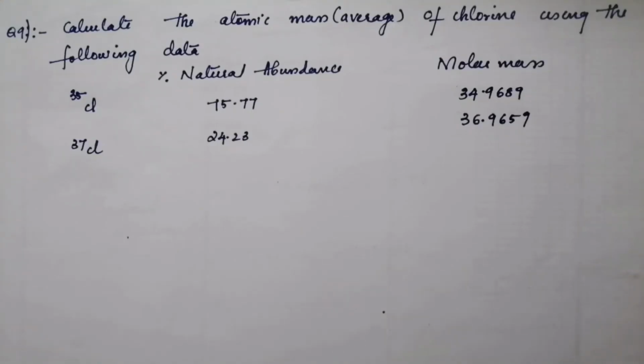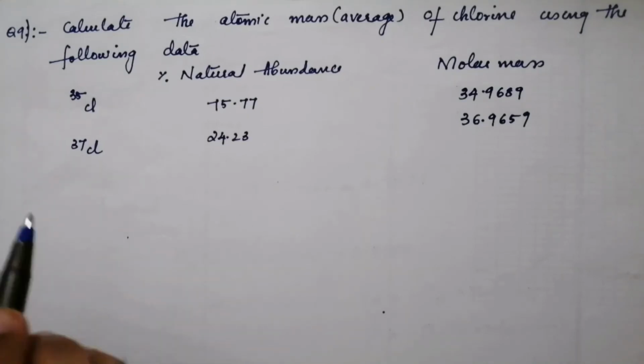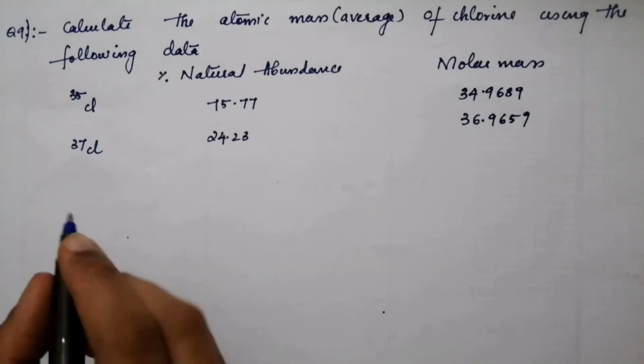Question number 9 says, calculate the atomic mass, that is average, of chlorine using the following data. And the data is chlorine-35 and chlorine-37 with their percentage natural abundance and molar mass. So here we have two isotopes of chlorine and we are asked to calculate the average atomic mass of chlorine. So to do that, we should first calculate the fractional abundance of each of these isotopes of chlorine.